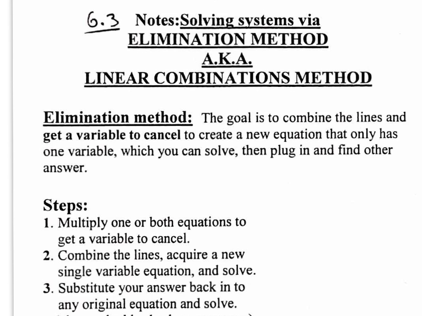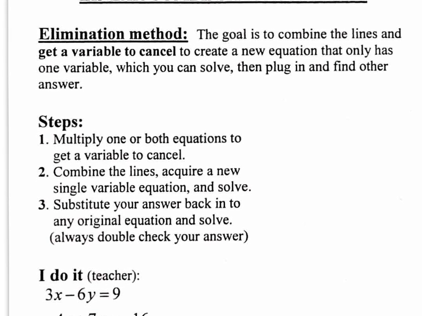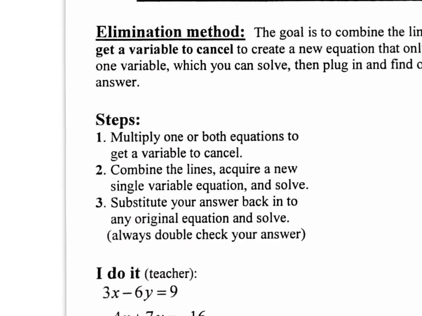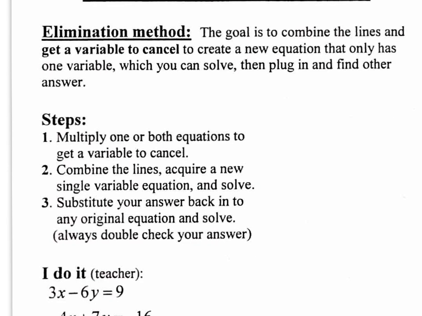Okay, so elimination method, what is it? The goal is to combine the lines to get a variable to cancel. So I either want the x's to cancel or the y's. Now sometimes both of them cancel, but we'll talk about that special case later. I want either the x's or the y's to cancel, okay? So you want it to cancel, that way you can create a new equation that has only one variable, which you can solve and then plug in to find your other variable.